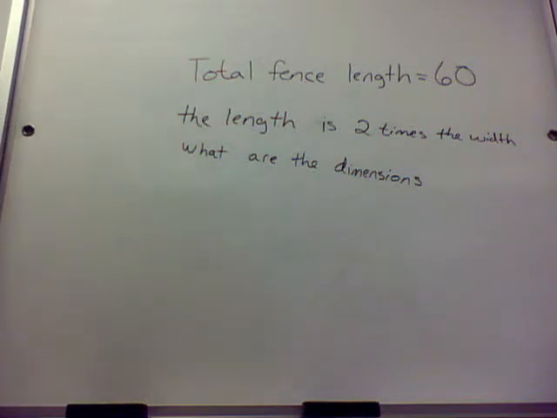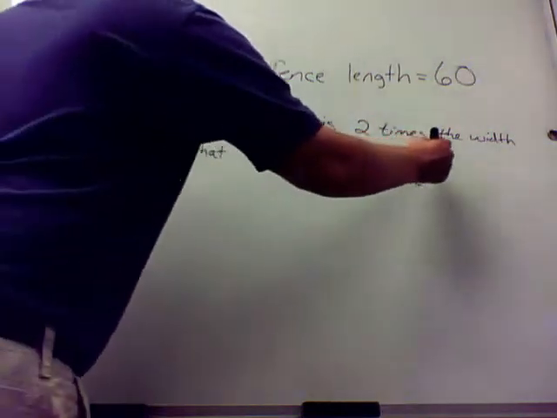I haven't actually worked out the word problem itself, but it's going to go something like this. The total fence length is 60. So, like discussed in class, I bought a dog and I had to buy a fence. I bought 80 feet of fence. This one will be 60 feet. The length is 2 times the width. The question is, what are the dimensions?